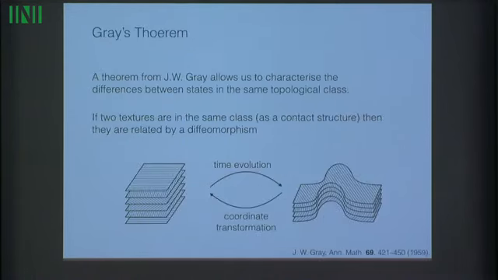Okay, so the first thing I want to talk about is, in my simple model, I cared only about configurations with non-zero twist. But I can have two configurations of non-zero twist that are close by each other, or I could have two configurations which are separated by some energy barrier, where they have to pass through a region where the twist goes to 0. So the first thing I want to talk about are textures in the same class as contact structures. Now it turns out there's a really beautiful theorem by Gray, which tells you that if two textures are in the same class as contact structures, then they're related by diffeomorphism.